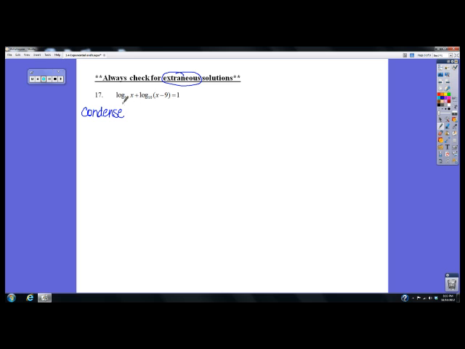So on the left hand side, let's condense this. So I have log base 10 of x. This is a plus sign, so this is x times x minus 9 equals 1. Log base 10 of x squared minus 9x equals 1. Sorry about that.